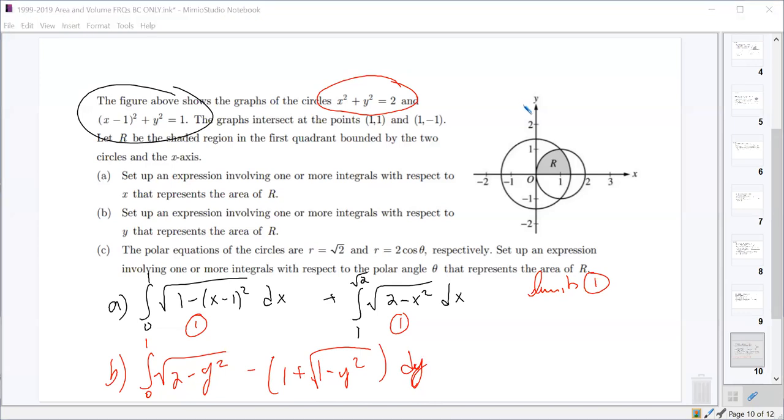Somebody's saying the answer said it was... That it was what? 1 minus y squared? Let me look at the scoring, guys. Sorry. What does it say here? Oh wow, their scoring guide's weird. Oh, they have a minus. Oh, they have a minus there.